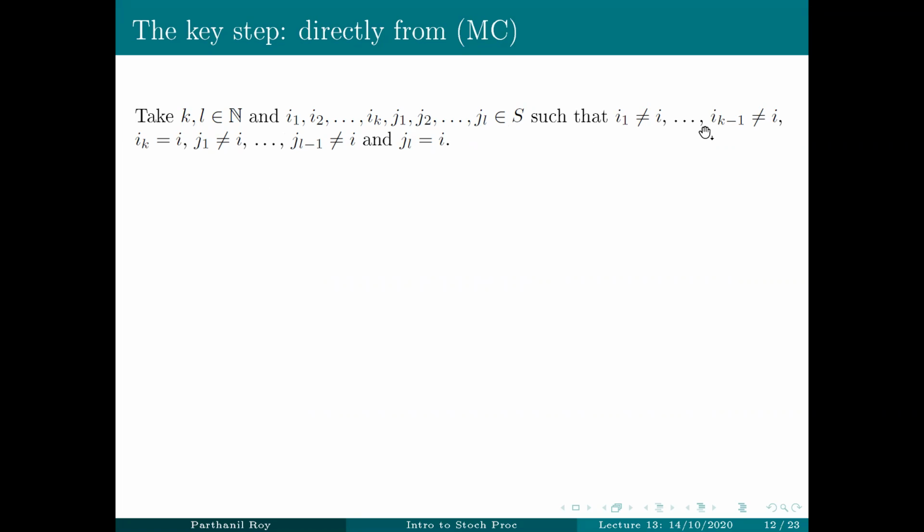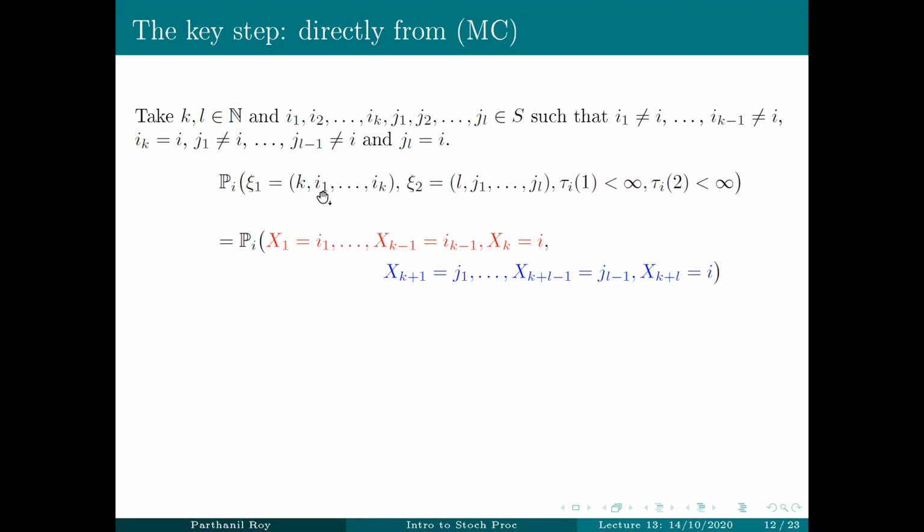So remember, we have to take k, l in the set of positive integers and then states as needed. So the first k minus 1 of these i's should not be equal to i, and then the last one, the kth one, should be equal to i. Similarly, for the j's, the first l minus 1 should not be equal to i, and the jl should be equal to i. And then we already showed that this quantity, the numerator of star, is actually equal to this probability.